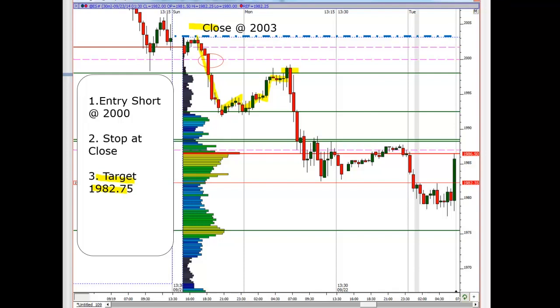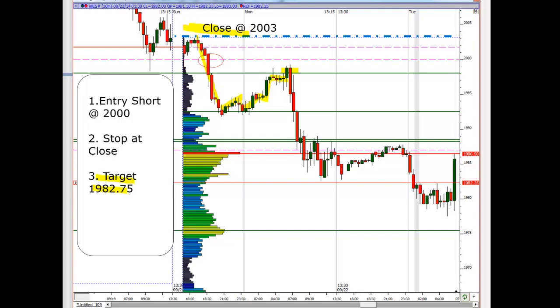But most important of all, I am concerned about the close. How close does it come to the close? And it doesn't even come close. And then what happens? We drop down significantly lower. Now, this is strong selling again. This looks like weak buying, strong selling. So we are auctioning lower.